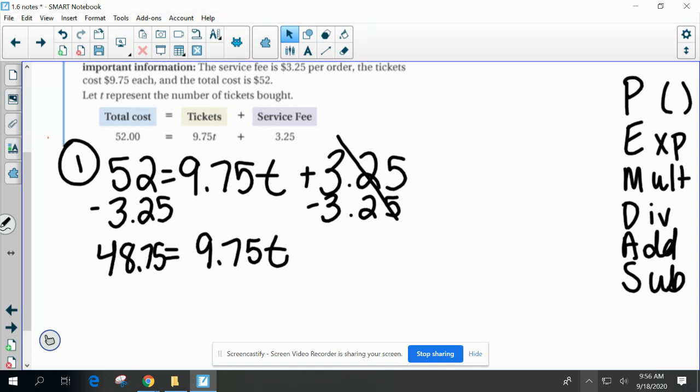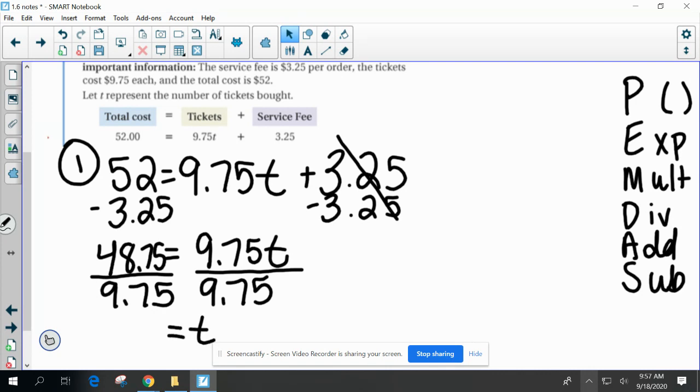Okay, so now I've moved on to the multiply or divide. So how will I isolate t? Divide by 9.75. So here's how I show that. I do a fraction bar with 9.75 under it. And then I would get t equals 5. So I want you to show your work just like that. Like when you divide, I want you to show divide like that.